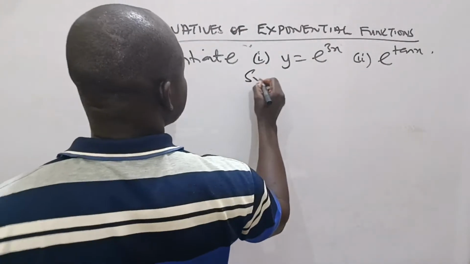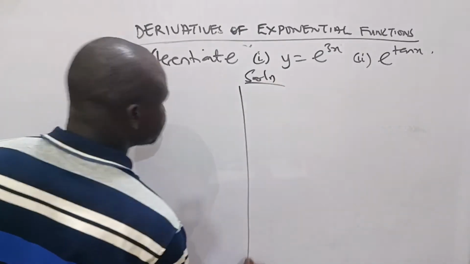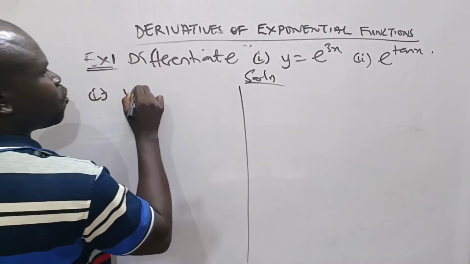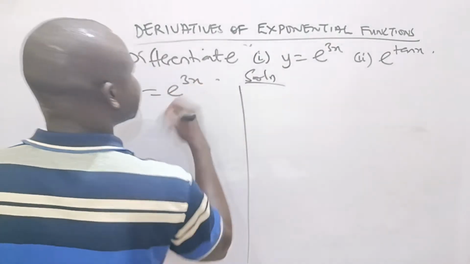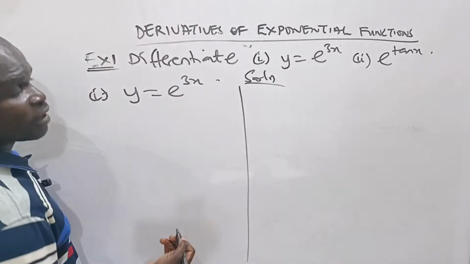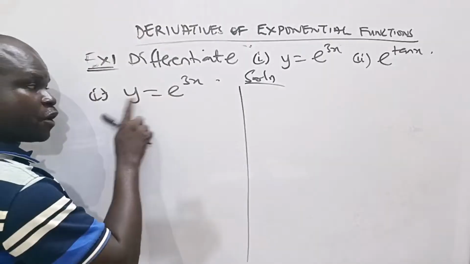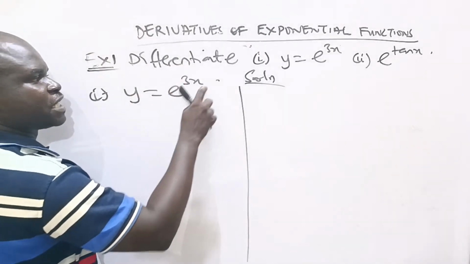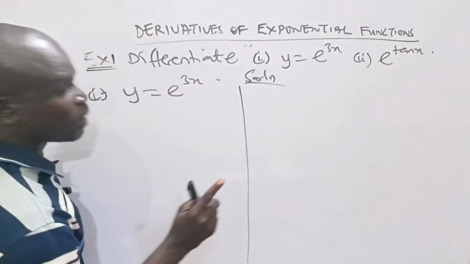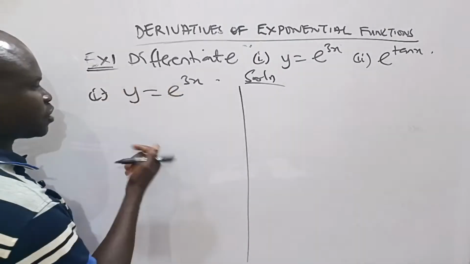Okay? So what do we do? How do we solve this problem? The first one, y is equal to e raised to 3x. Let me just follow the process, but I've already told us what to do. If you want to differentiate this, just differentiate 3x. The derivative of 3x will be 3. Just use 3 to multiply. That will be the derivative. But let me just show us the process.